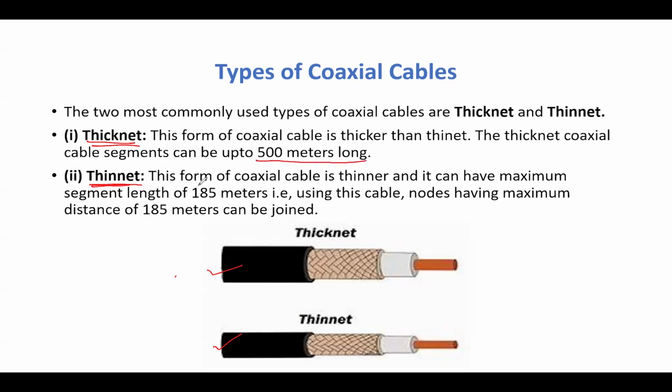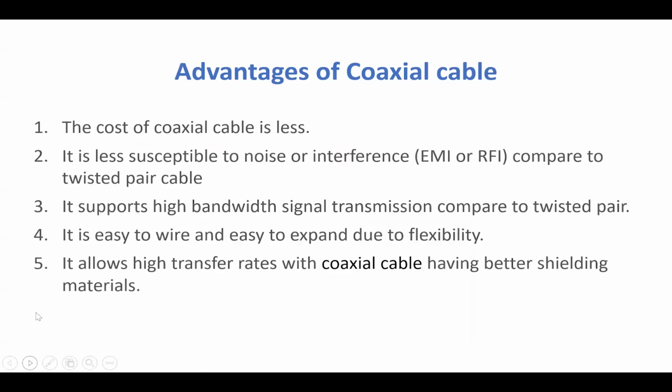Okay. Now what is thin net? This form of coaxial cable is thinner and it can have a maximum segment length of 185 meters. That is, using these cables, nodes having a maximum distance of 185 meters can be joined, which means thick net is the one you can use if you have nodes, that is your systems, longer than 185 meters, then you will have to use thick net. Otherwise, if it is a shorter distance in your LAN, you can use thin net coaxial cables. So what are the advantages of coaxial cable?